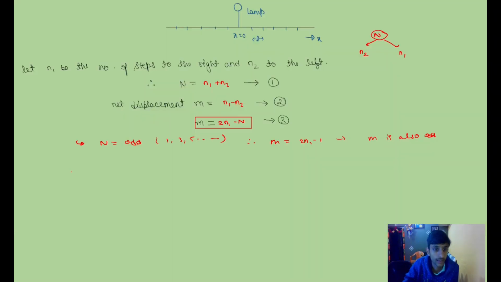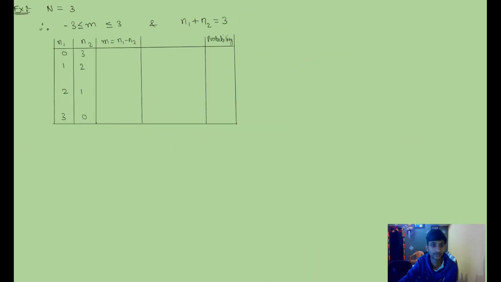Yes, of course. And similar will be the case if n is even. If n is even, then this means m is also even. Okay, so you should note this point. If the total number of steps is even, then the final displacement, the net displacement, has to be even. And similar is the case with the odd case.